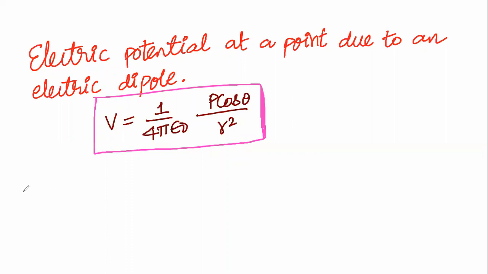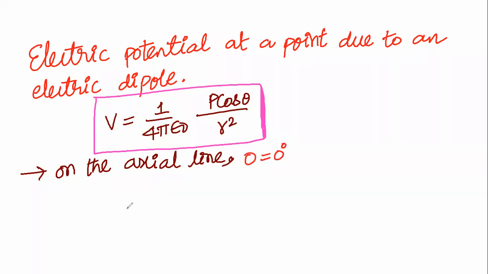If you take a point on the axial line, theta is taken as 0 degrees. Then the electric potential on the axial line is 1 by 4 pi epsilon naught into P divided by R square.